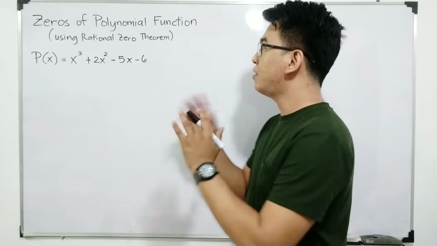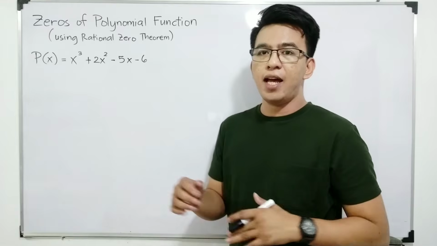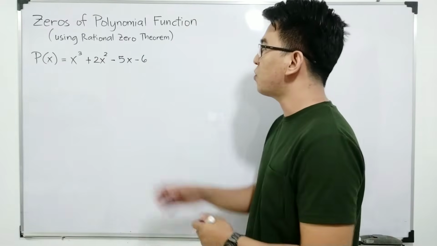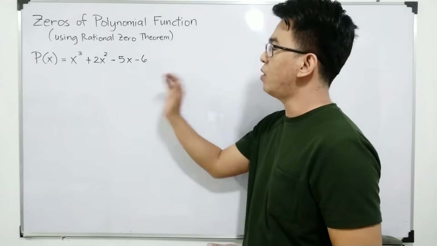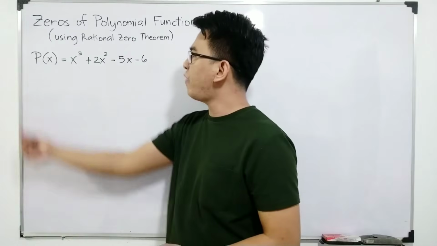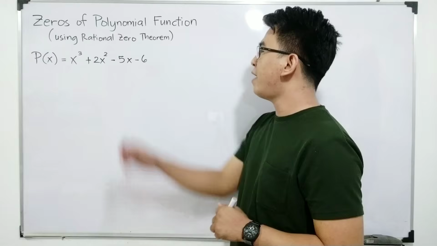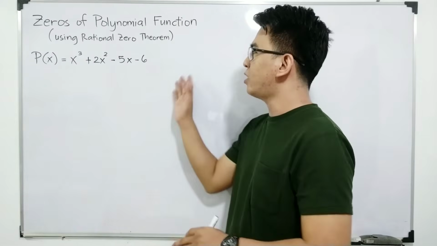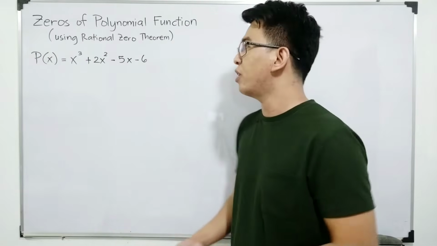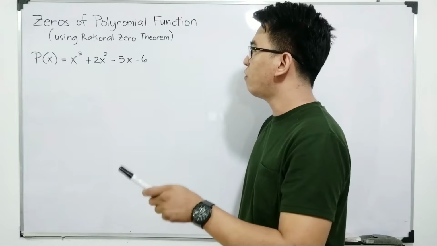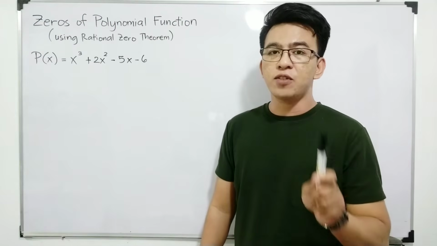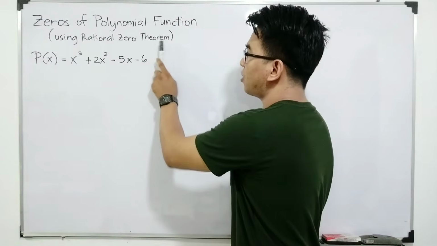So we have here zeros of polynomial function, and ang main target natin dito is to use the rational zero theorem. We are given p of x is equal to x cubed plus 2x squared minus 5x minus 6, wherein this one is a cubic polynomial function. Now, ang target natin is to find the zeros of this function using this theorem.